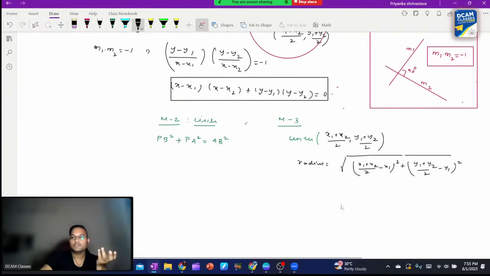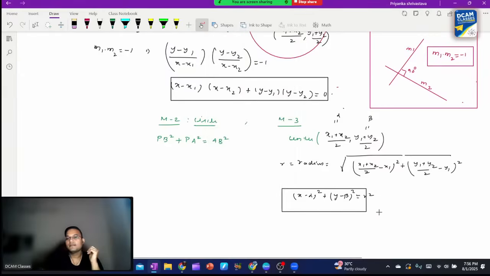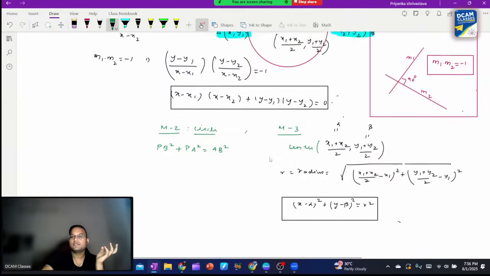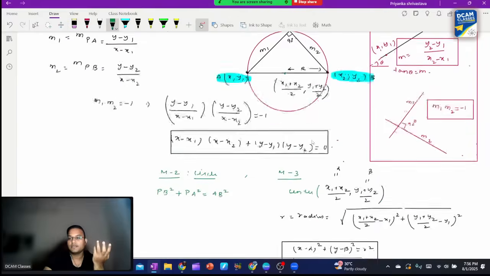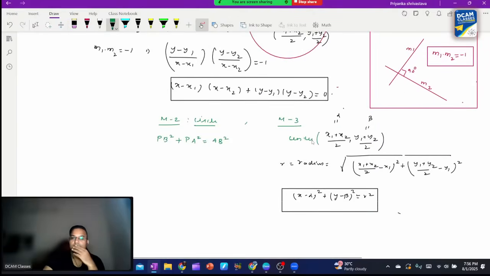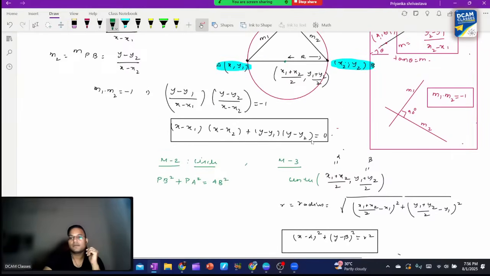Now using your standard equation, if I say this is alpha, this is beta, and this is the radius, you can find the equation: (x minus alpha) whole square plus (y minus beta) whole square equals radius square. So you can use three methods to get the same equation of circle: Pythagoras, slope, and the normal circle method. Either way, you can get the answer.